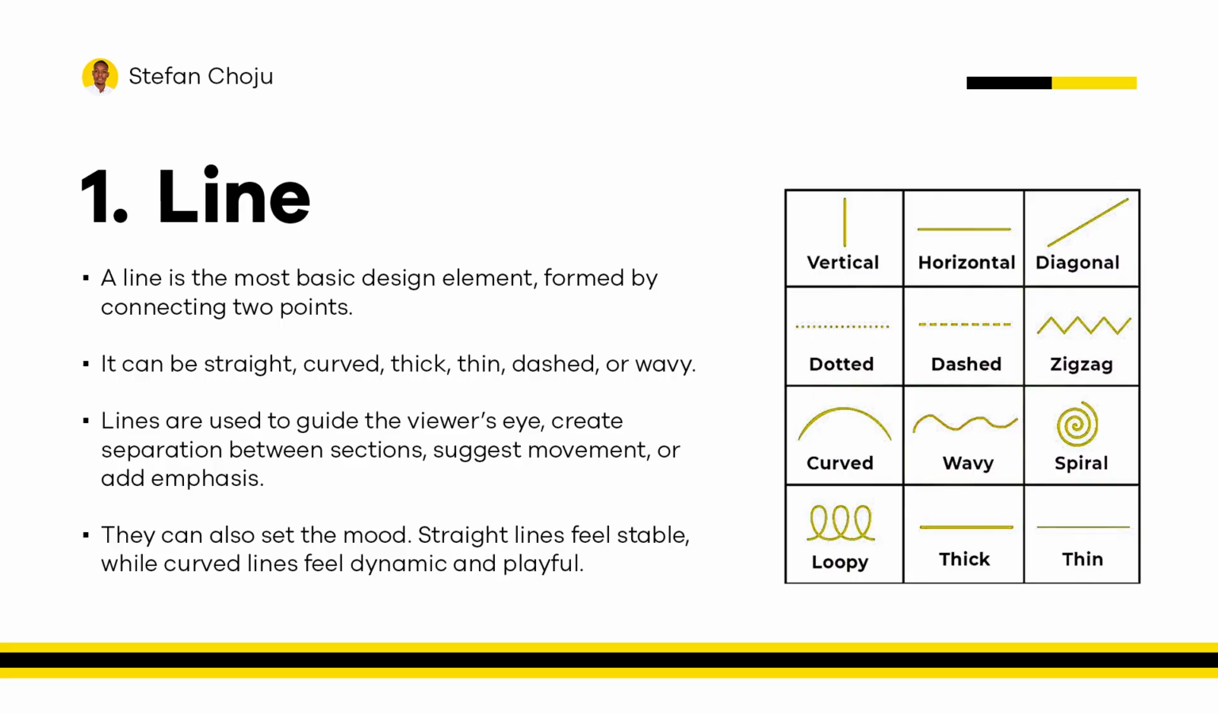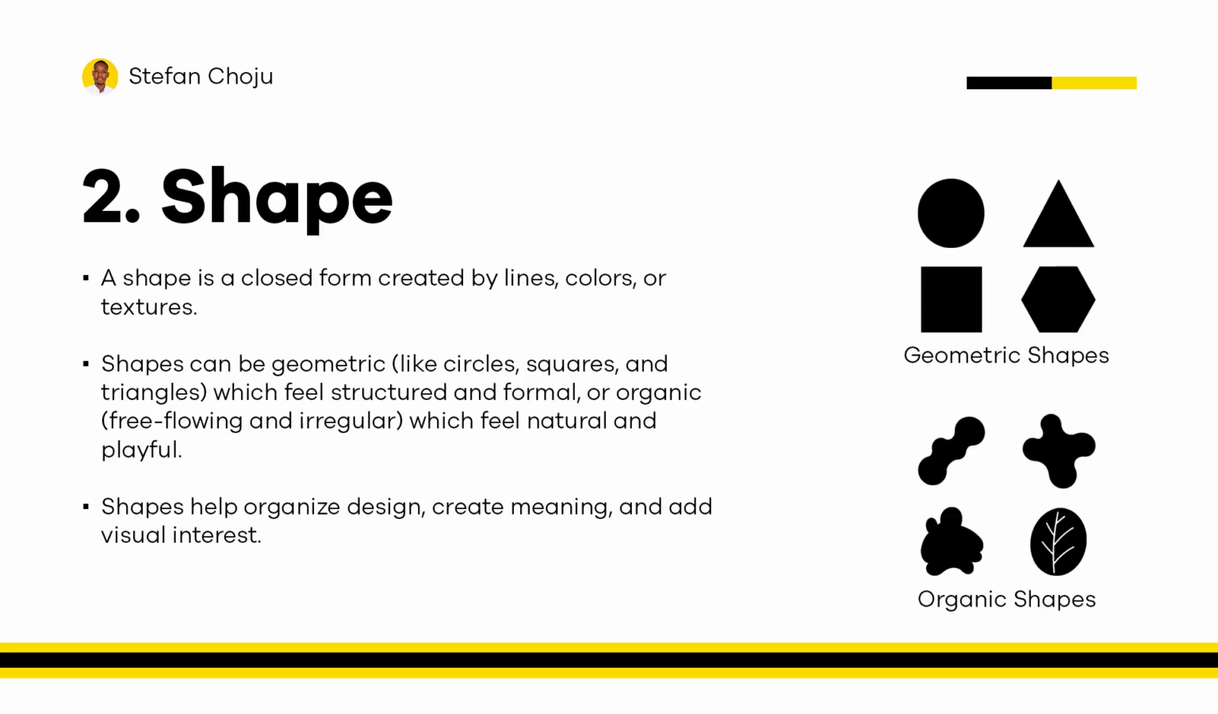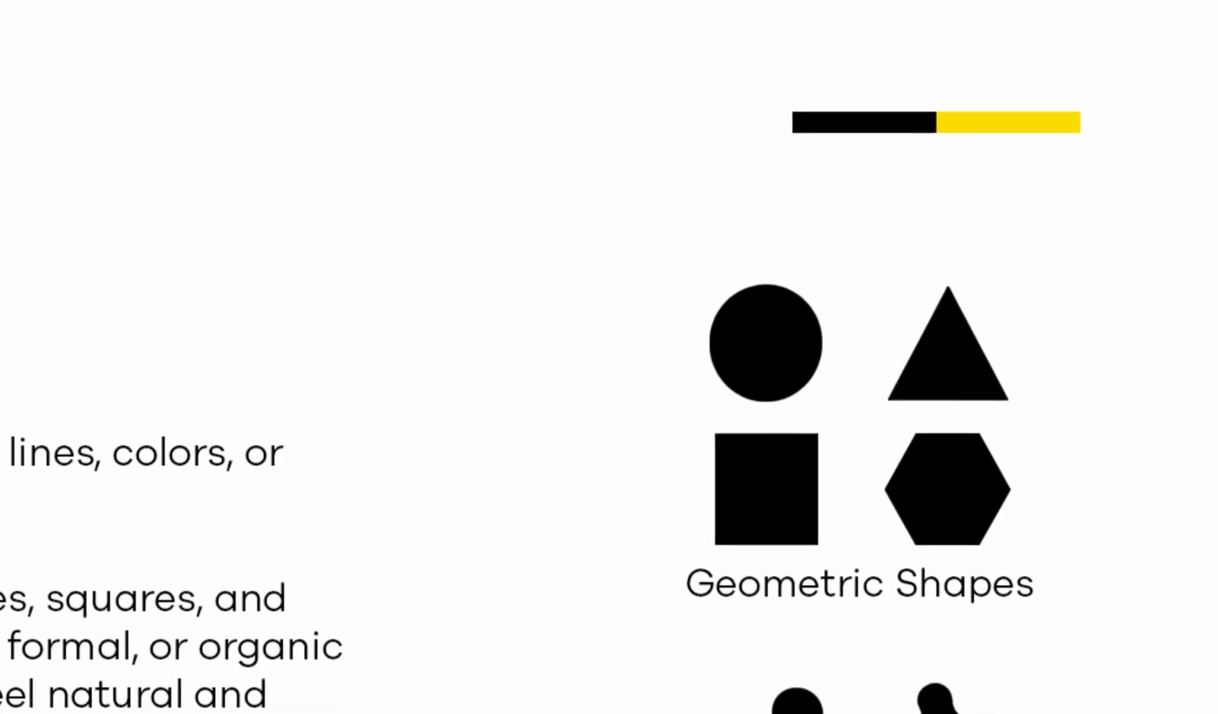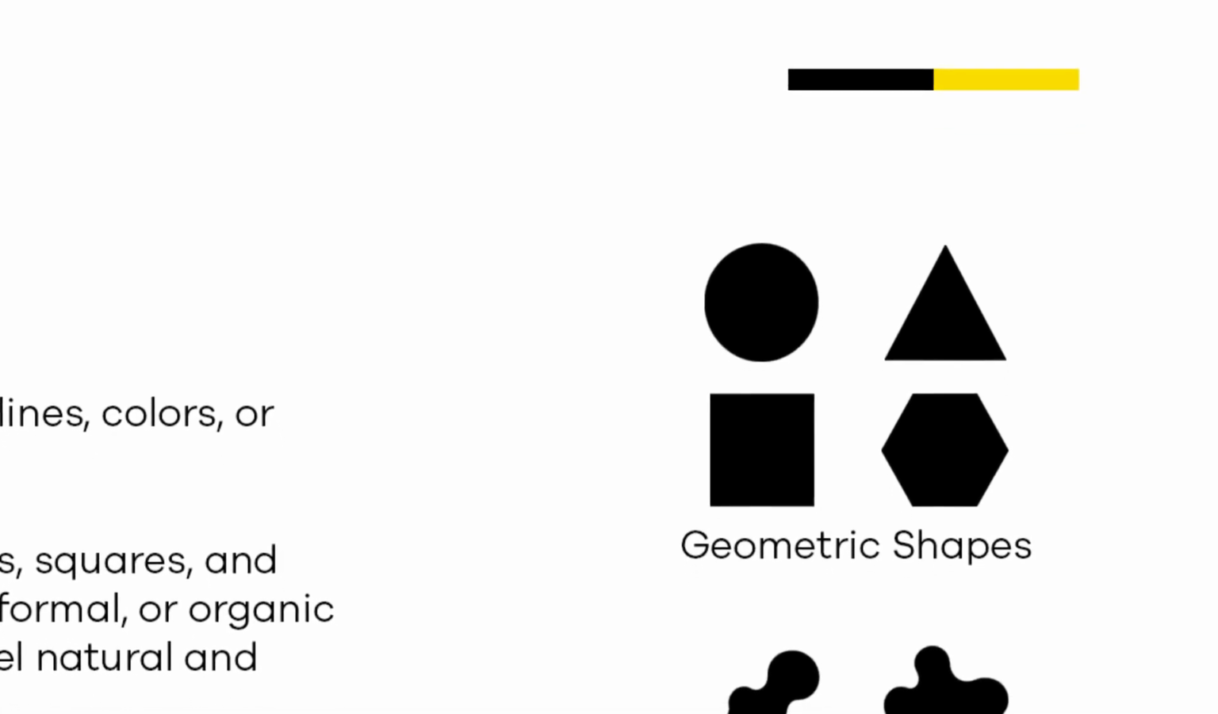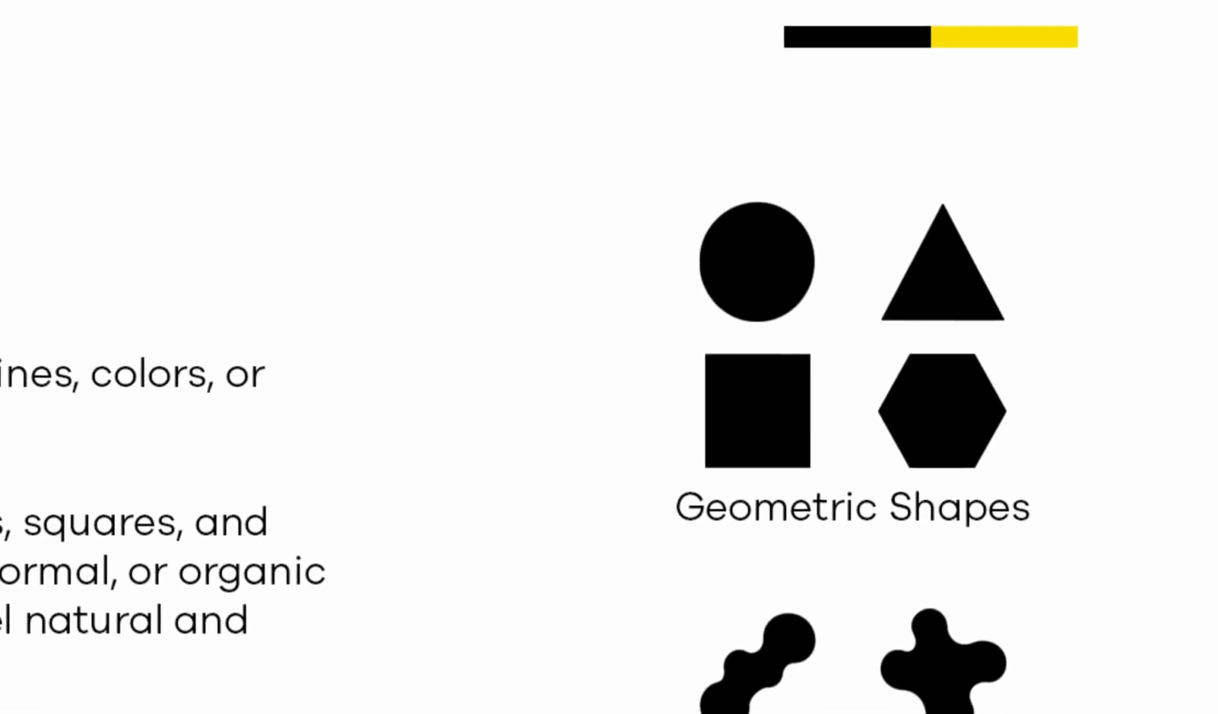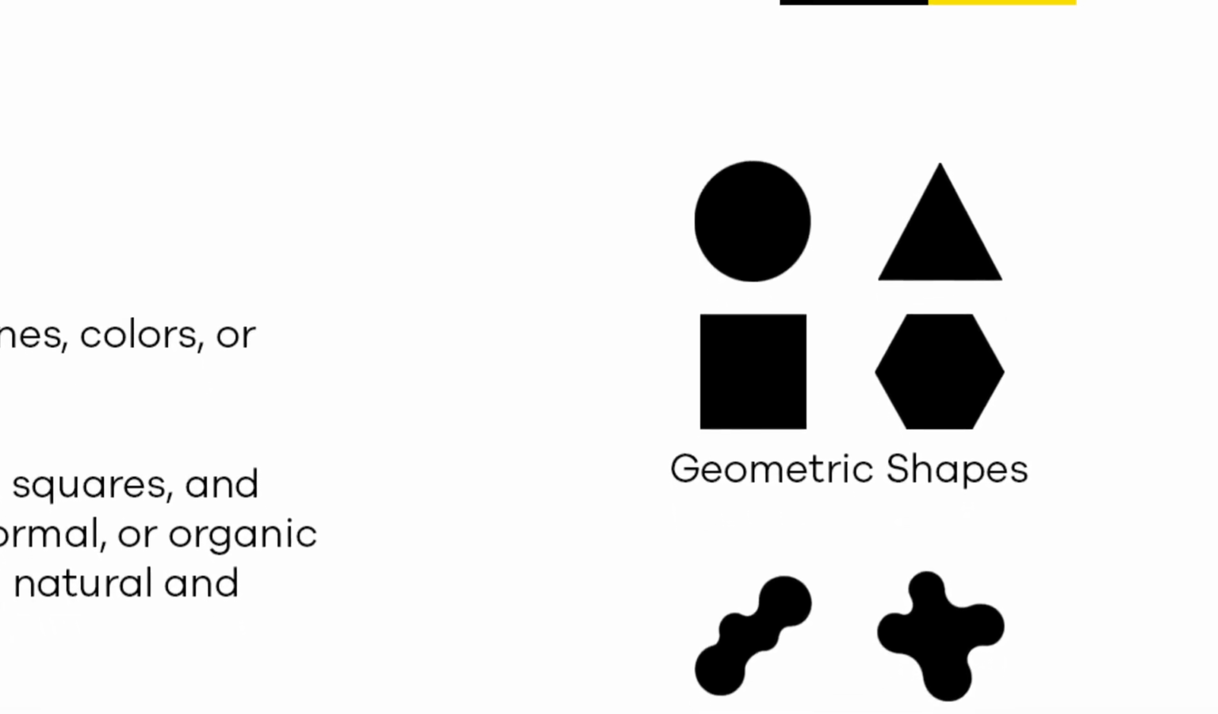So the second design element we're going to be talking about is called a shape. A shape is a closed form created by lines, colors, or textures. Once you create a line but you close it up, it becomes a shape, right? A line that is closed up becomes a shape. So we have different types of shape. You can have geometric shapes, like the basic shapes we know, like circles, triangles, squares, polygons, all those normal shapes we know. Those are called geometric shapes, right?